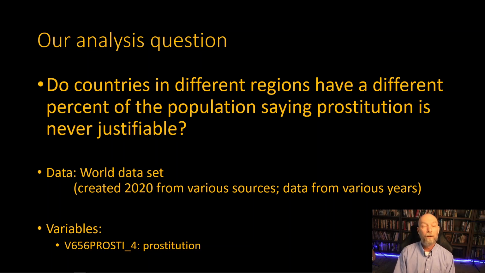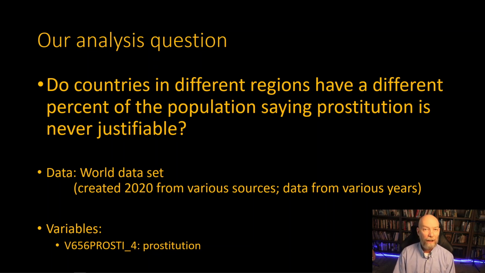So in the video that looked at central tendency and dispersion, we asked if countries in different regions had different percents of the population saying several different things were never justifiable, one of those being prostitution. Well, I'm going to go forward with the one about prostitution and say, do countries in different regions have a different percent of the population saying prostitution is never justifiable? Again, this is a world data set that I've put together. The data comes from a variety of years. Some of the World Health Organization data I dropped in comes from the early 2000s. Most of the rest of the data comes from 2010 to 2018 or so.